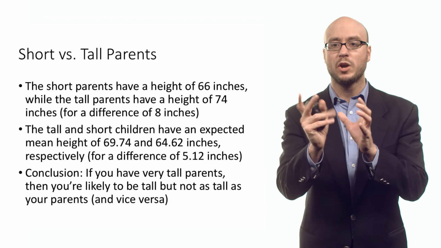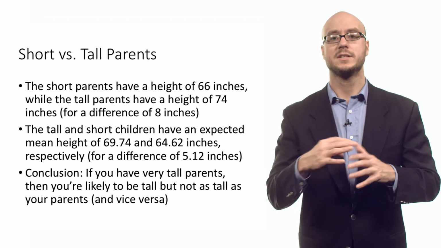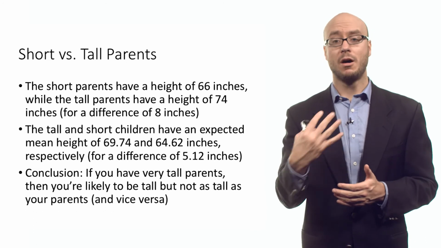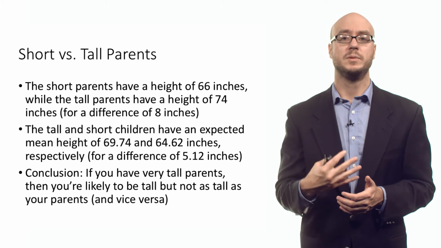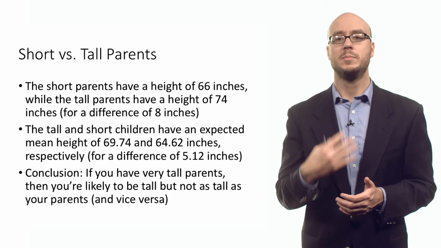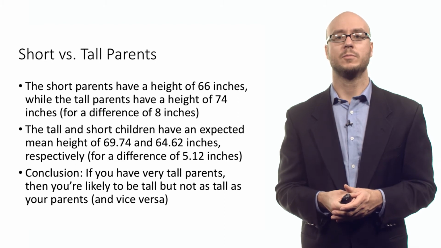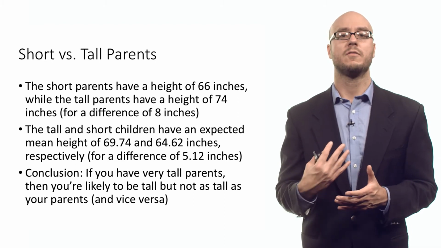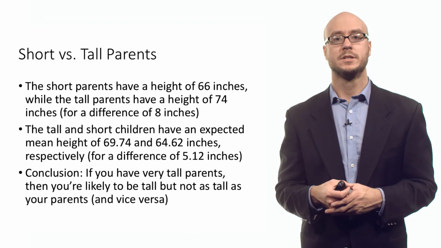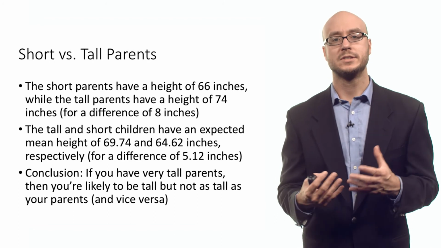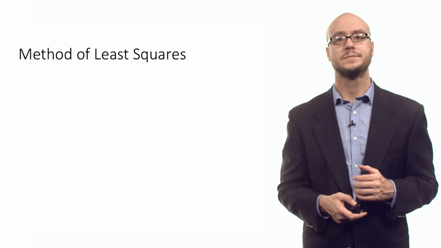You can see that this is where you have this walking back towards the mean. If you have very tall parents in this data set, you're likely to be tall, but you're not as tall as your parents. Right? If you have very short parents, you're likely to be shorter than average, but you're not going to be as short as your parents. So we're regressing in a way to the mean. We have this sort of regression to the mean.